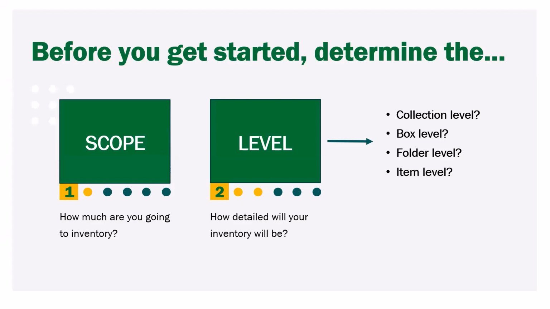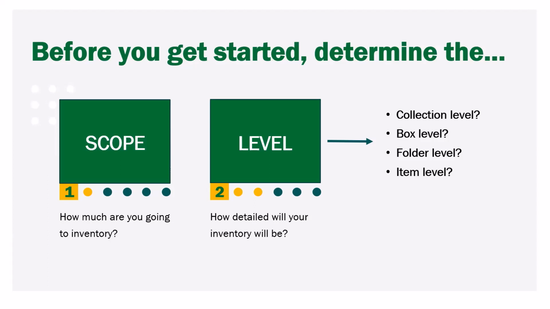Once you've decided what and how much you will inventory, you'll need to decide at what level you'll be inventorying. Do you want to inventory at the highest level, like the collection level? For example, the collection of Allen family papers, the collection of town maps, or do you want to gather information about what's in every box or container? For example, maybe you inventory the 3 boxes of the Allen family papers, and then you move on to the 5 drawers of town maps.